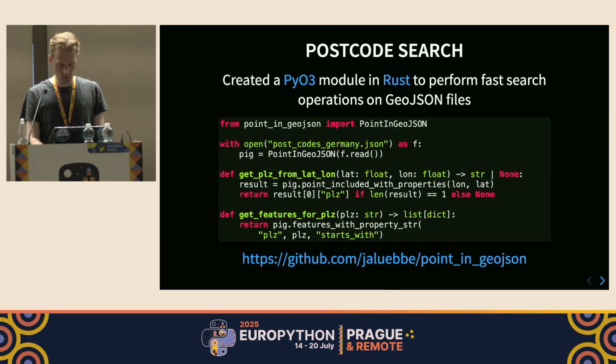Here we first read the GeoJSON containing the postcode areas. We can then either query the postcode for given coordinates or retrieve the shapes matching a specific postcode fragment.